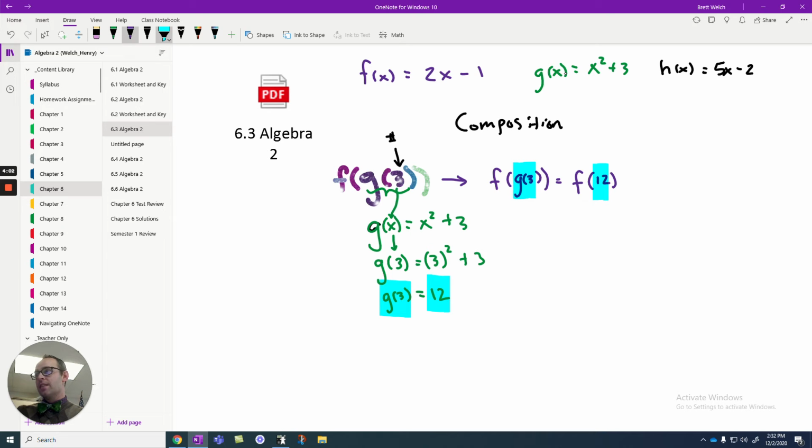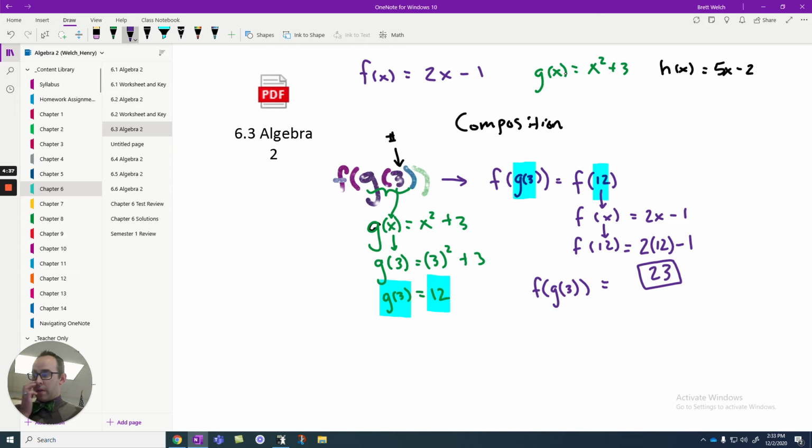Well, that's nice because if f of x is 2x minus 1, then the only way I'm going to get f of 12 is to let x become 12. So over here, the x is going to become 12, minus 1. Well, 2 times 12 is 24, minus 1 is 23. So we can claim that f of g of 3 equals 23.